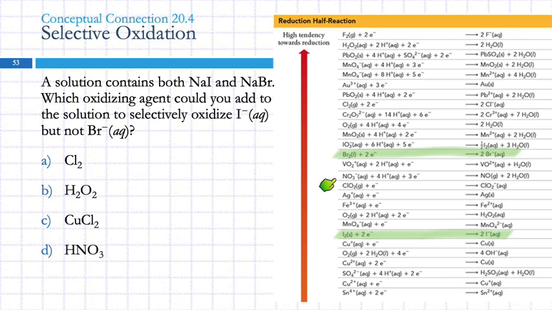H2O2, HNO3. There, H2O2. Sometimes you have to search around, because the thing you're looking for, depending on whether it's oxidizing or reducing, could be on either side. So you could use hydrogen peroxide to oxidize iodide but not bromide.